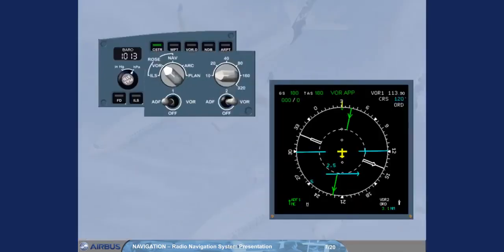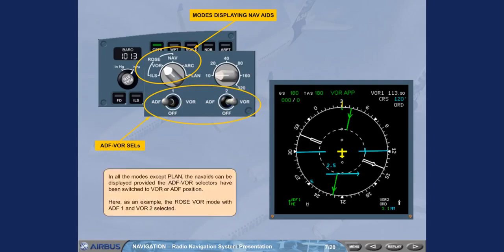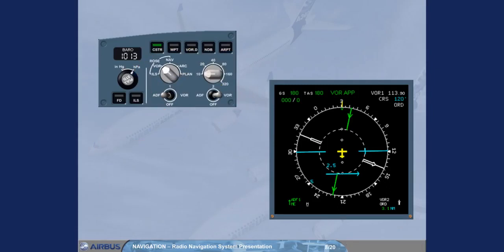In all the modes except plan, the nav aids can be displayed provided the ADF VOR selectors have been switched to VOR or ADF position. Here, as an example, the ROSE VOR mode with ADF1 and VOR2 selected. ADFs are shown as green pointers, here ADF1. VORs are white pointers, in this example, VOR2.